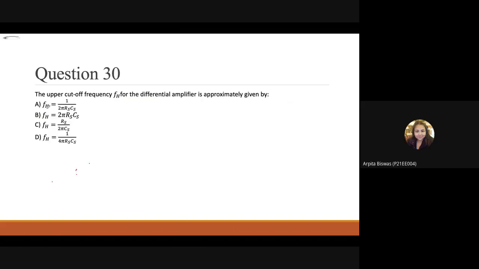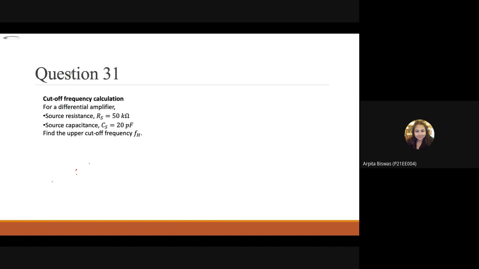Question number 30. The upper cutoff frequency FH for the differential amplifier is approximately given by. So which one is the FH? Already, I think multiple questions we have solved. Option A, ma'am. Option A. FH equal to 1 by 2 pi RC.